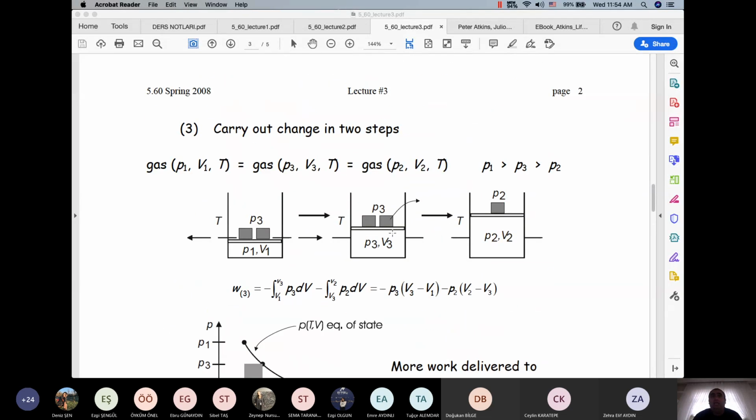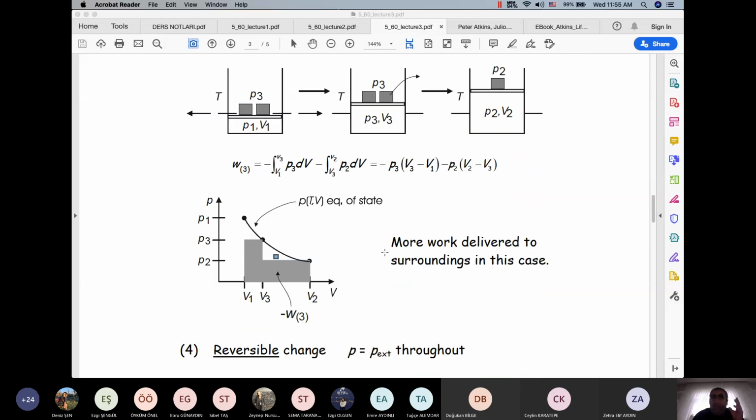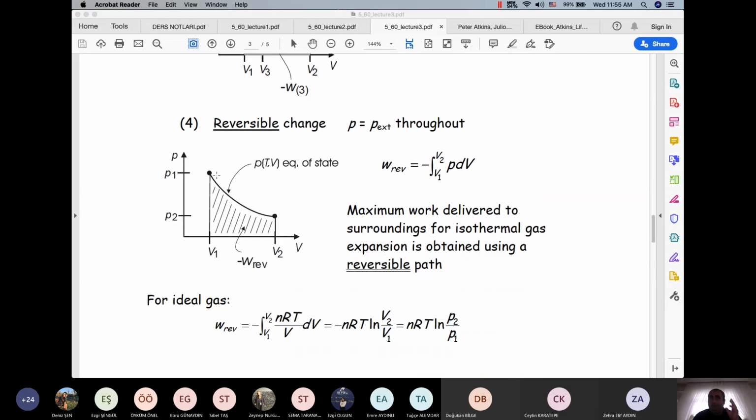So I am putting an infinite number of intermediate steps over here, so small that P1 and P external are almost the same at every point, and I'm very slightly removing the external pressure so that it goes from P1 to P2. The system is always at equilibrium with the surroundings, always. And that path is the reversible path.